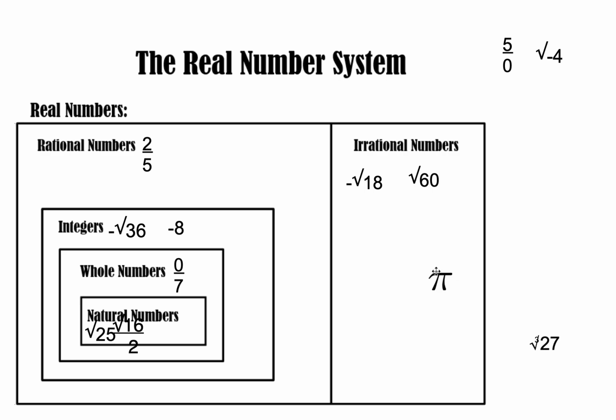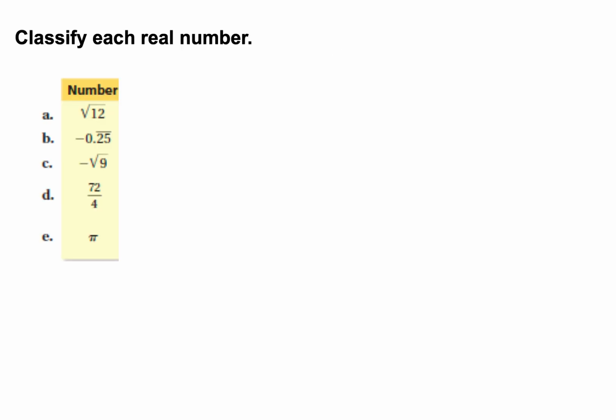Pi is another irrational number. It goes on forever without any repetitions in its pattern, in its decimal. And then the cube root of 27, I know that's 3. 3 times 3 is 9 times 3 is 27. So since this one is 3, it's also going to be a natural number. All right, so let's take a look at our first type of problem.